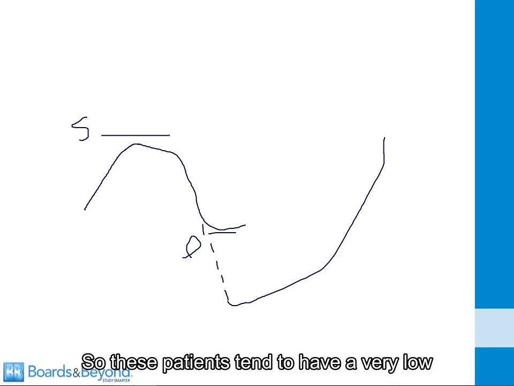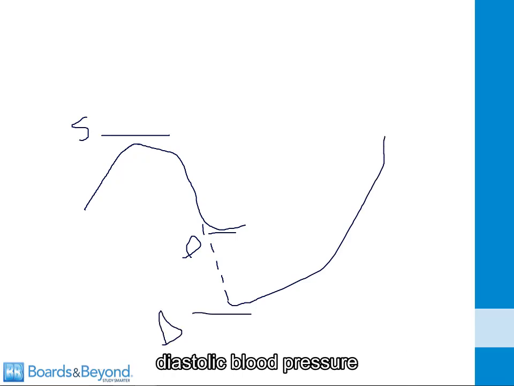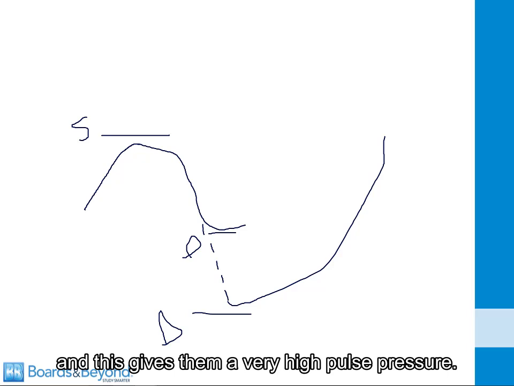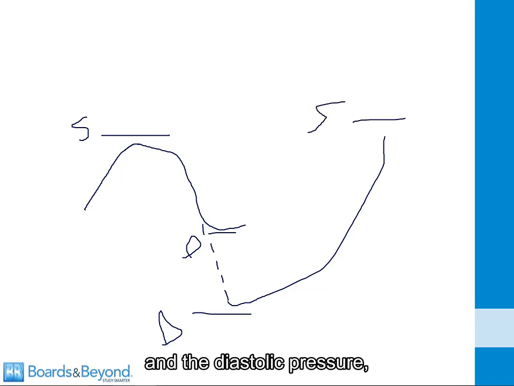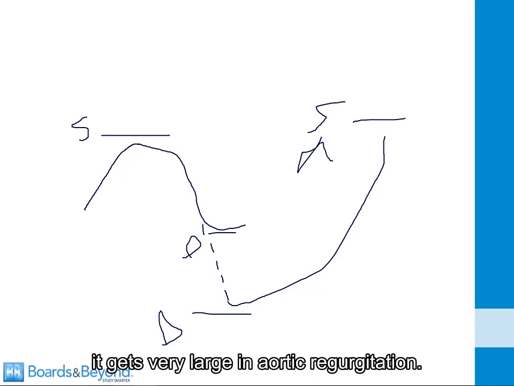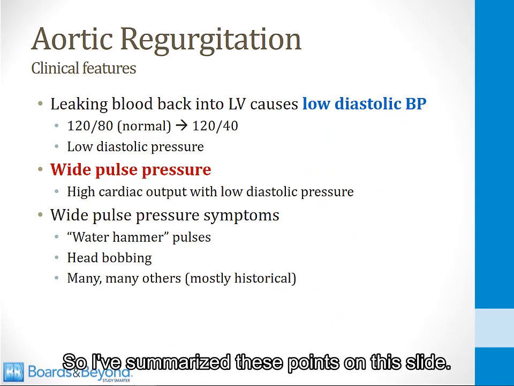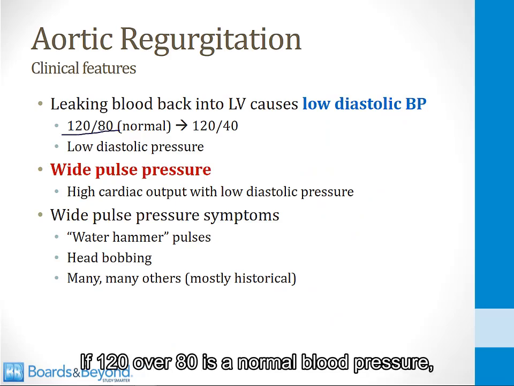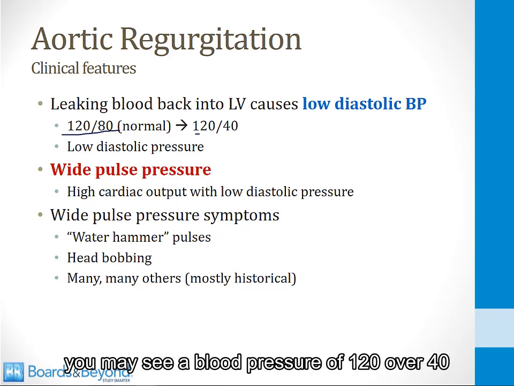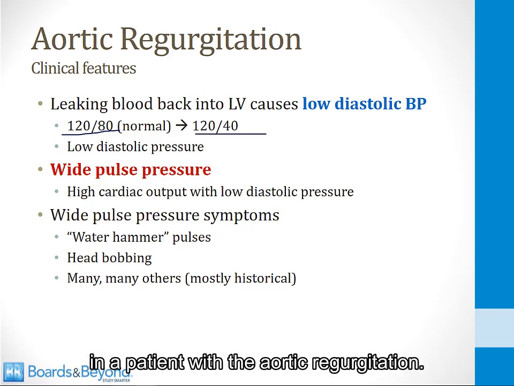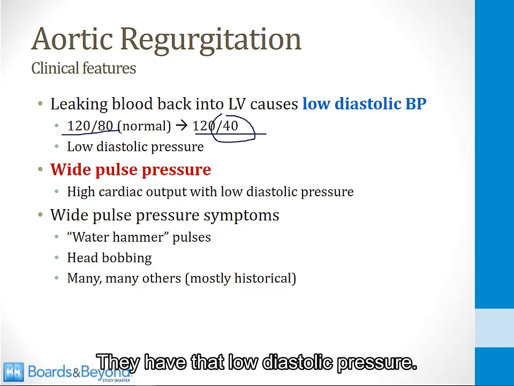So these patients tend to have a very low diastolic blood pressure, and this gives them a very high pulse pressure. The difference between the systolic pressure and the diastolic pressure gets very large in aortic regurgitation. This is a classic cause of a large or widened pulse pressure. So I've summarized these points on this slide. If 120/80 is a normal blood pressure, you may see a blood pressure of 120/40 in a patient with aortic regurgitation. They have that low diastolic pressure.